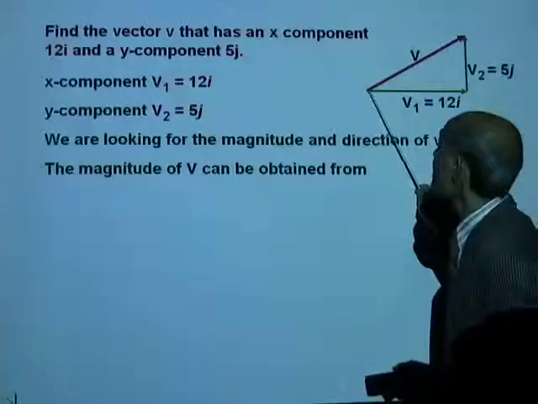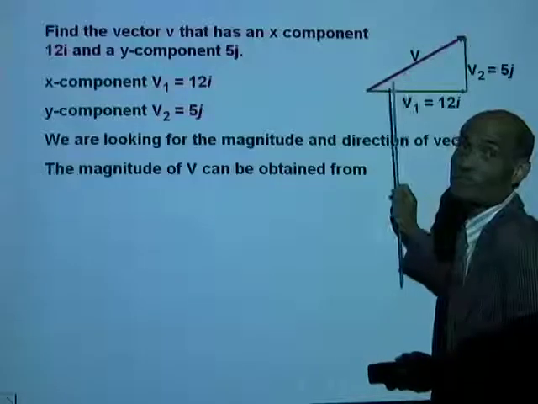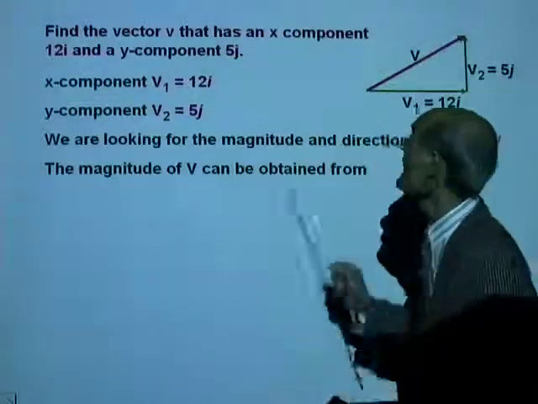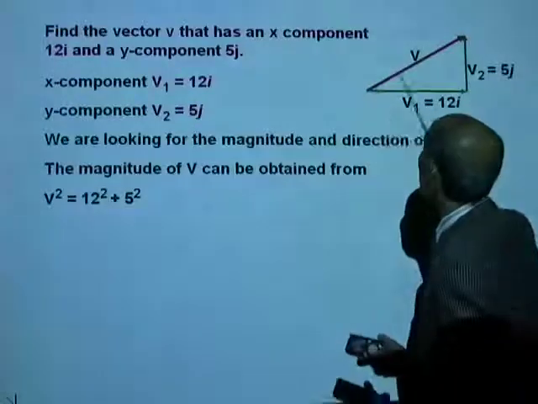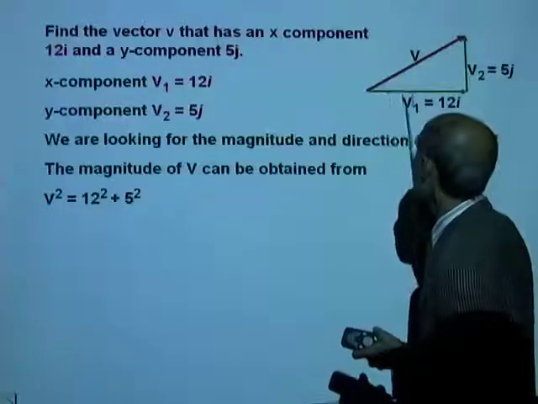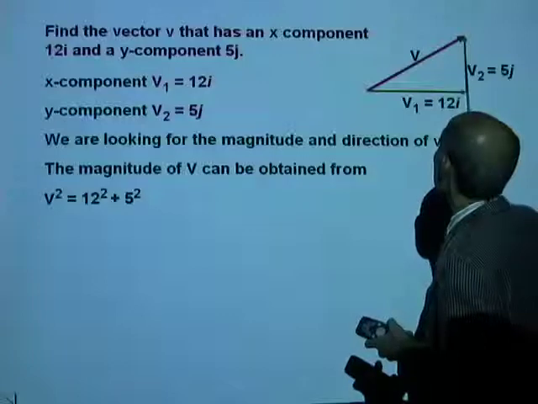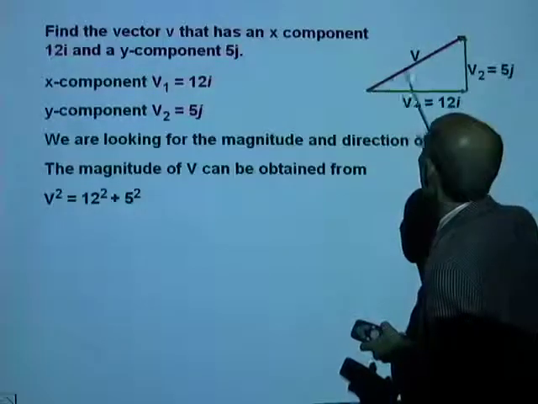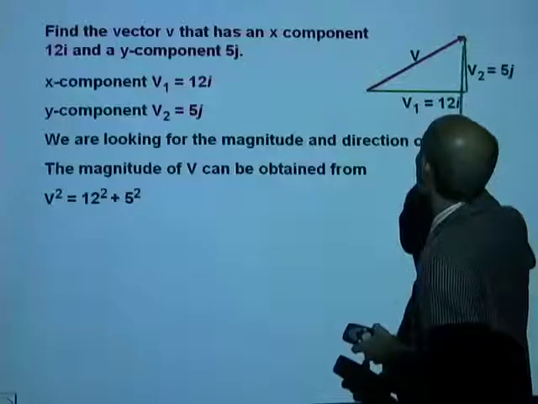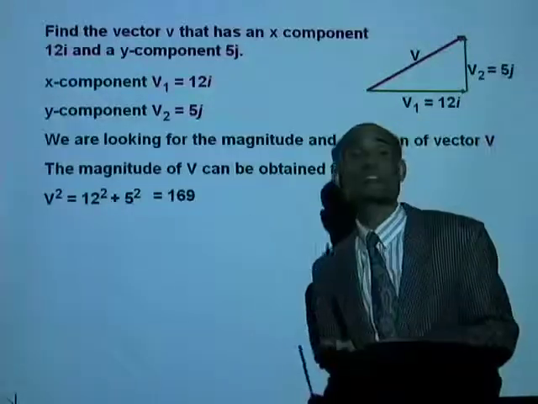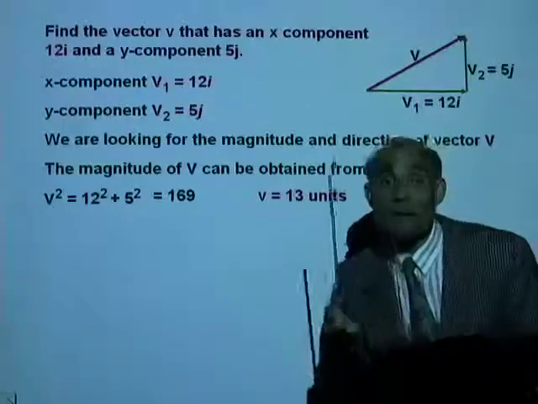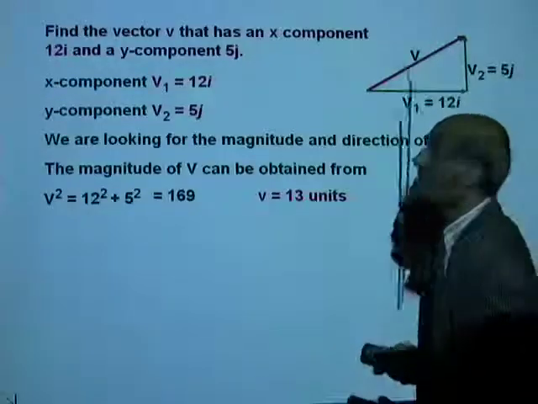Tell me, anybody tell me, how do we obtain the length of this vector? If you look at this right triangle, you can use Pythagoras theorem to obtain the length there. So we get v squared equal to 12 squared plus 5 squared. The length of this leg is 12. The length of the second leg is 5. So the square of the length of the hypotenuse, v squared, equals 12 squared plus 5 squared, and that is 169. Therefore, v equal to 13 units. This is the magnitude of the resultant vector v.